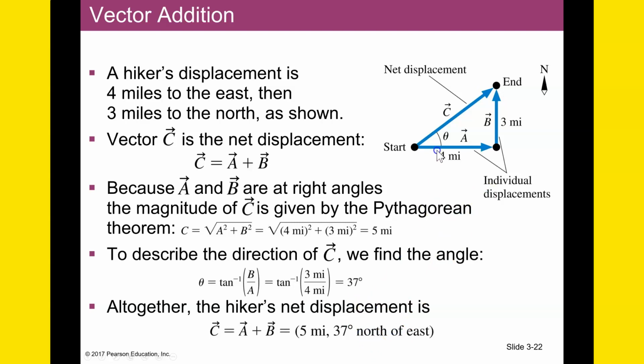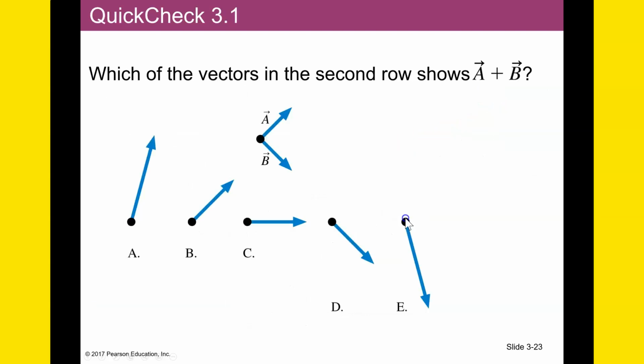So 37 degrees north of east would mean this angle right here is 37 degrees to the north of straight east. So here's straight east, you go 37 degrees to the north, and that's that angle. All right, that's different than saying 37 degrees east of north.